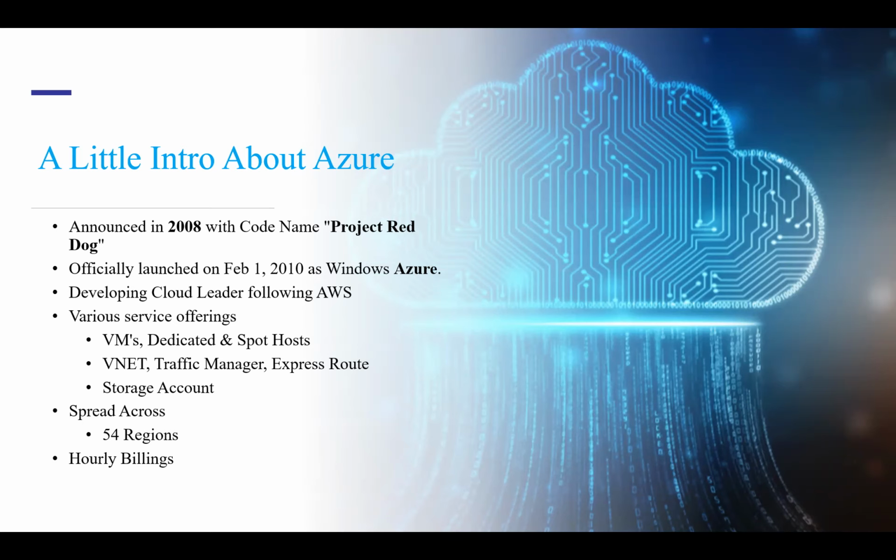Microsoft is offering the same: VMs, networks, storage, too many services like AWS. Microsoft is also offering the same and more services than AWS as of now. And Microsoft has placed its own data centers in almost 60 plus regions. This is an old slide, not 54, almost 60 plus regions.